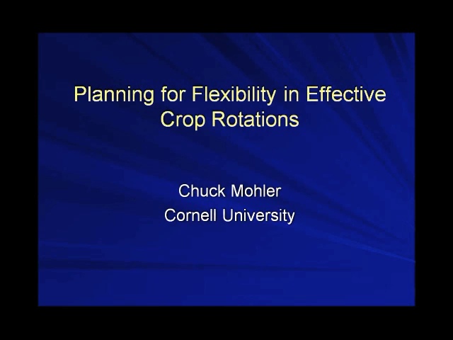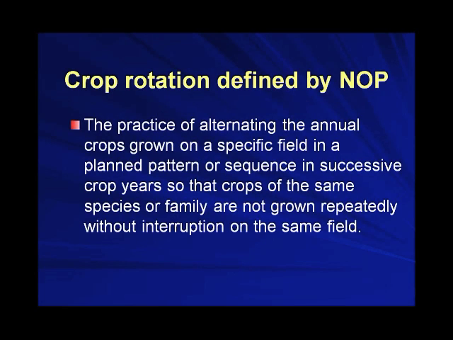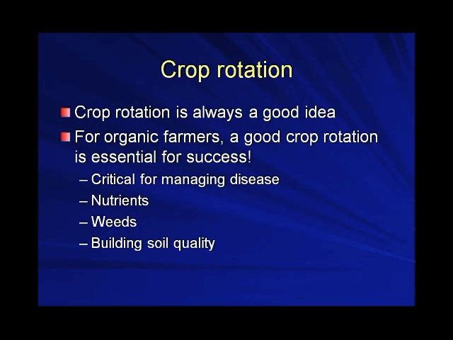Okay, good afternoon. As Alice said, I'm going to talk to you about planning for flexibility in crop rotation and trying to make your crop rotations more effective, hopefully. So there are a bunch of definitions of crop rotation. This is the one used by the National Organic Program. Basically the idea, in a nutshell, is that you vary the crop species that are grown from one year to the next, so that you're not growing the same crop in the same field more than one year at a time.